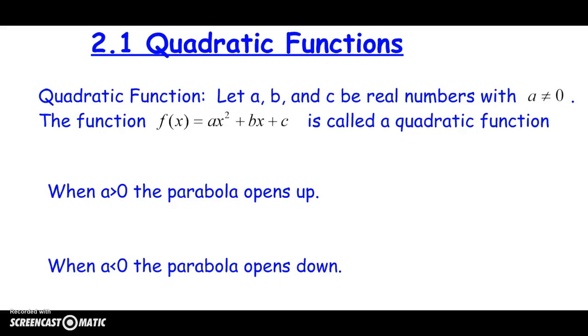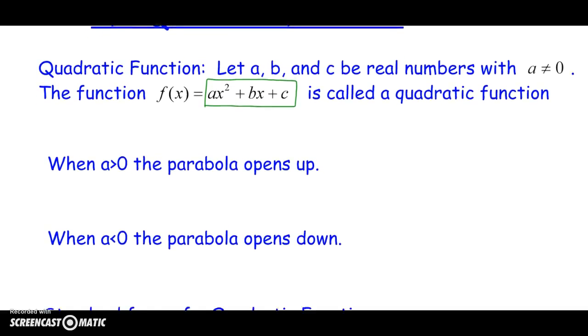Welcome to today's lesson from section 2.1 in our book titled Quadratic Functions. I'm sure you remember from your previous math classes thinking quadratic equation. A quadratic function is any equation in the form ax squared plus bx plus c. The only thing you have to remember is a has to be any number other than 0. And that makes it a quadratic function.